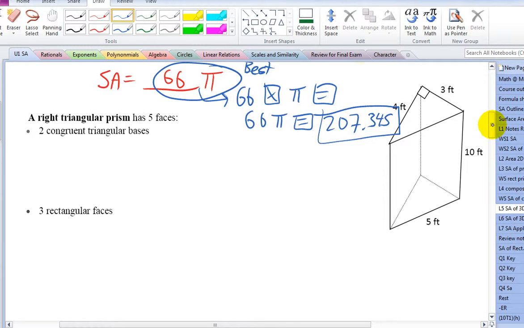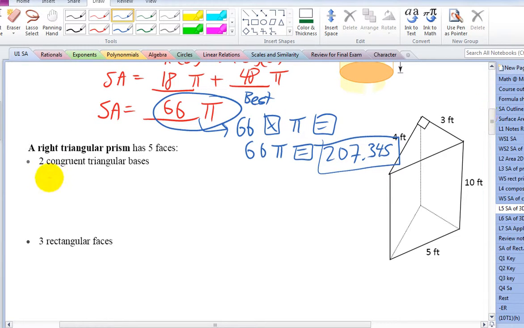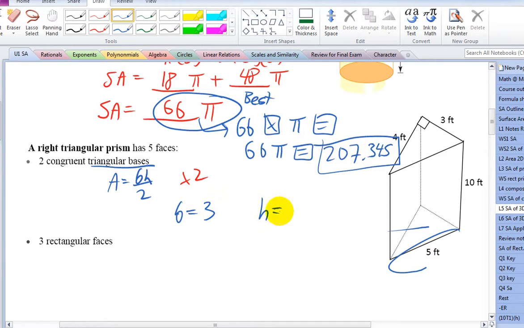For a triangular prism, we have two congruent triangular bases. Okay, so the area of one of them would be base times height divided by 2, and then you would have to multiply by 2 at the end. Now, what's the base and the height? Nope. 5 has nothing to do with the base or the height. Yep, 3 and 4. Okay, it doesn't matter which is which as long as you use those numbers.